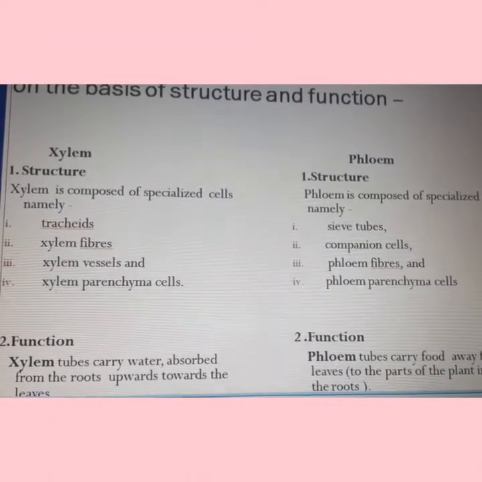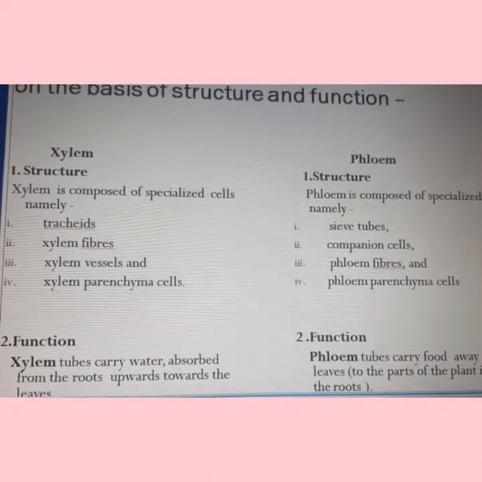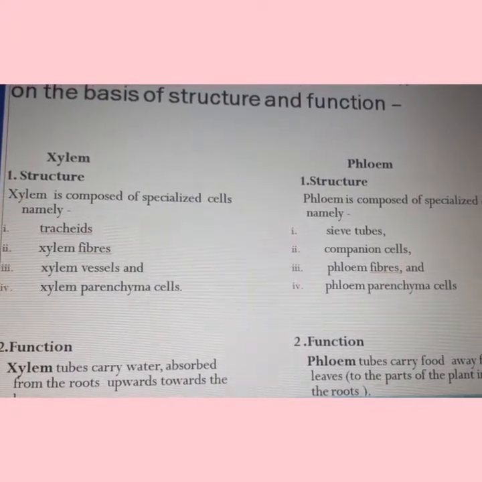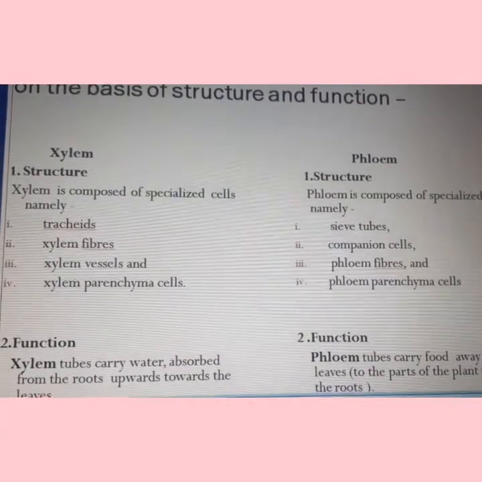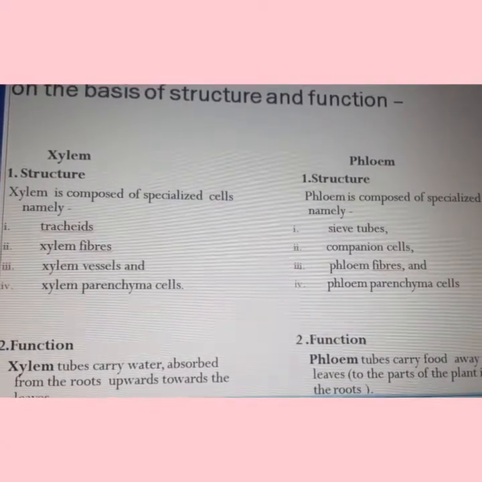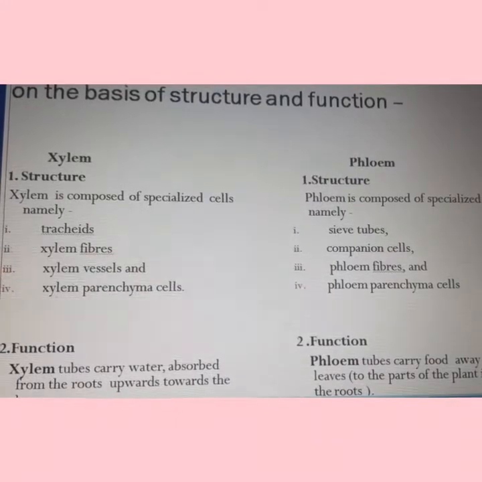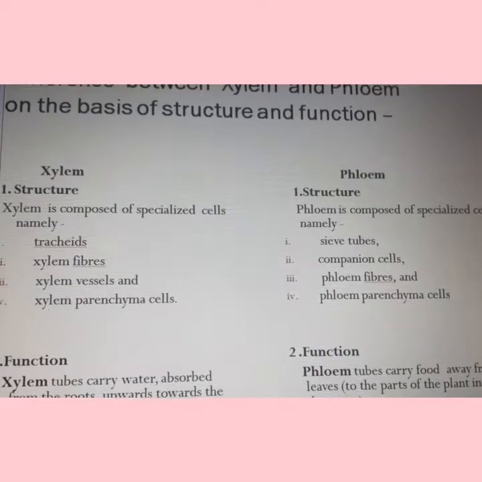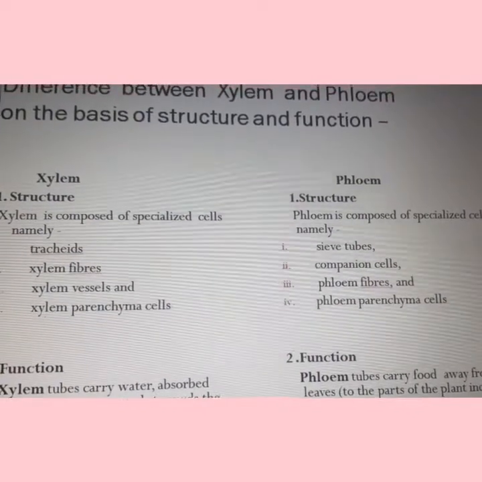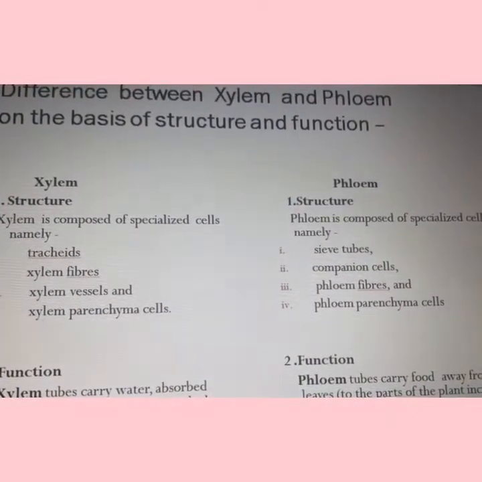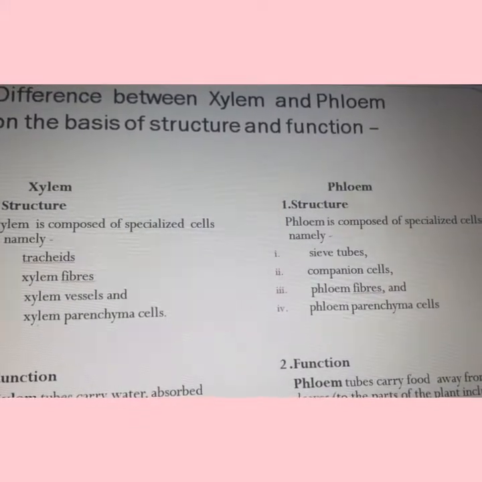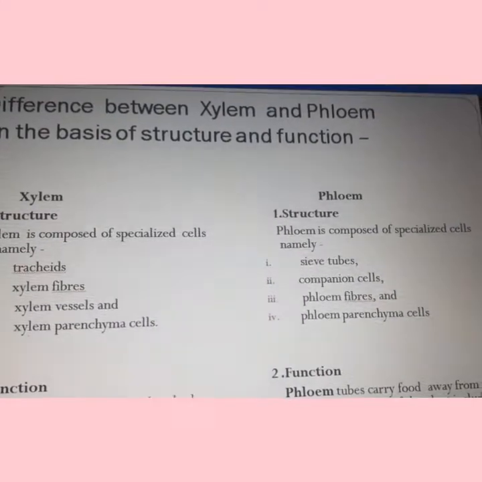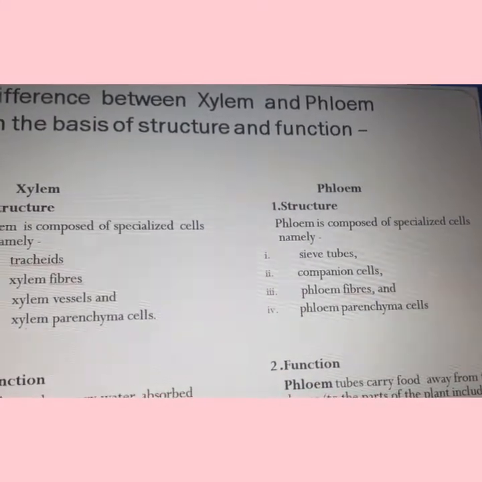The xylem and the phloem both are complex tissues. They are both made up of the sclerenchyma and the parenchyma cells. They can be differentiated from each other on the basis of the structure and the function. The xylem is composed of specialized cells, the tracheids, xylem fibers, xylem vessels, and the xylem parenchyma cells, whereas the phloem is made up of the sieve tubes, companion cells, phloem fibers, and the phloem parenchyma cells.